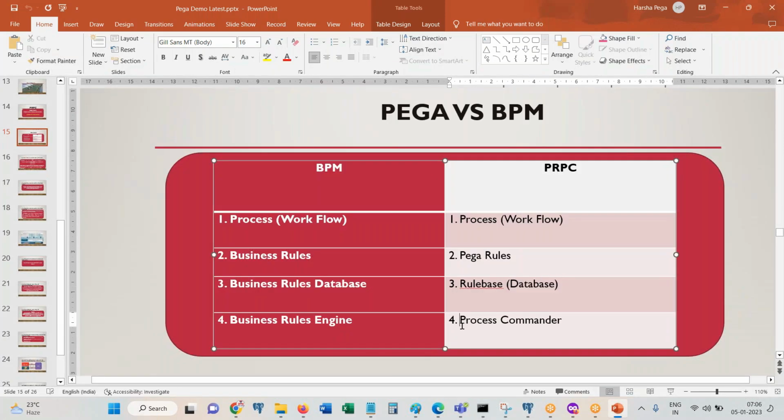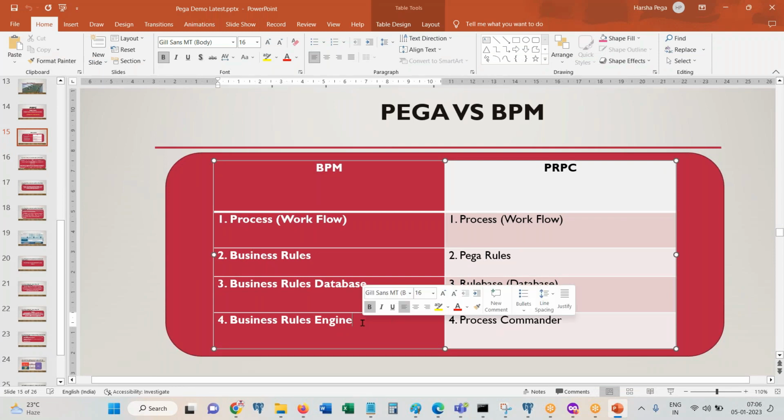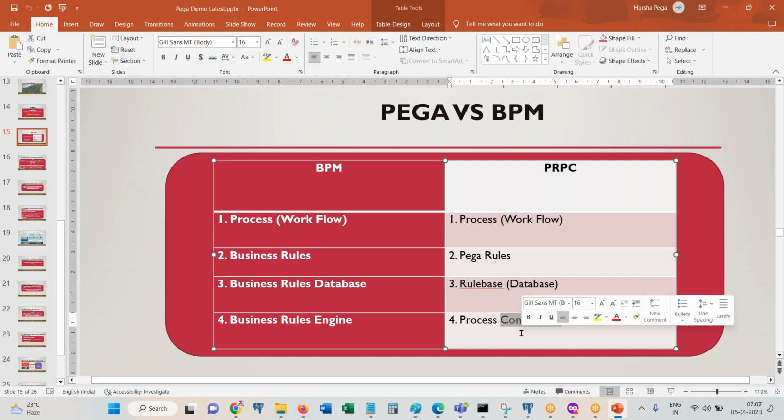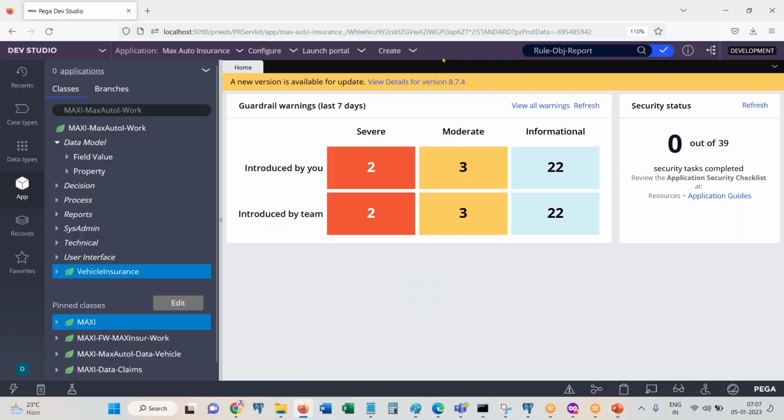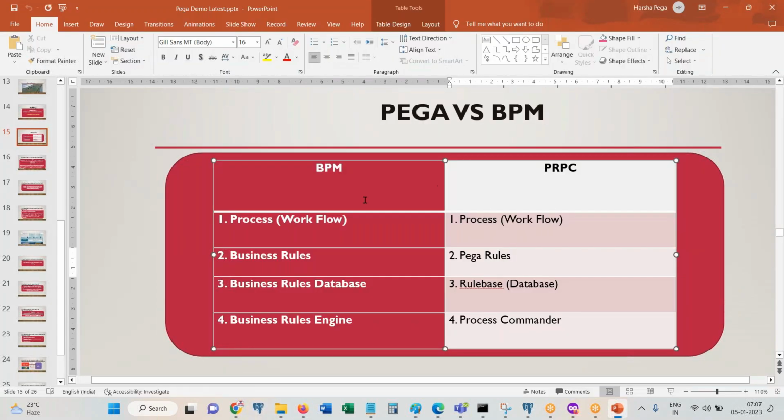There is also something called Process Commander, which is equivalent to a rules engine. Process Commander interacts with the rule base and drives PEGA rules from the rule base into this environment in order to achieve the required business goals. Because PEGA is built on BPM methodology to provide BPM solutions, PEGA is said to be a BPM tool.